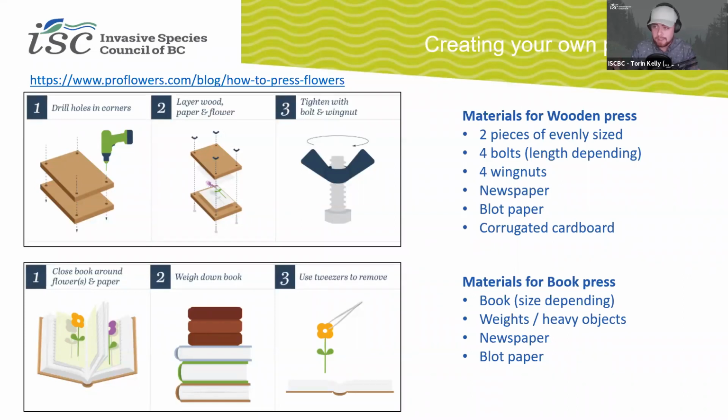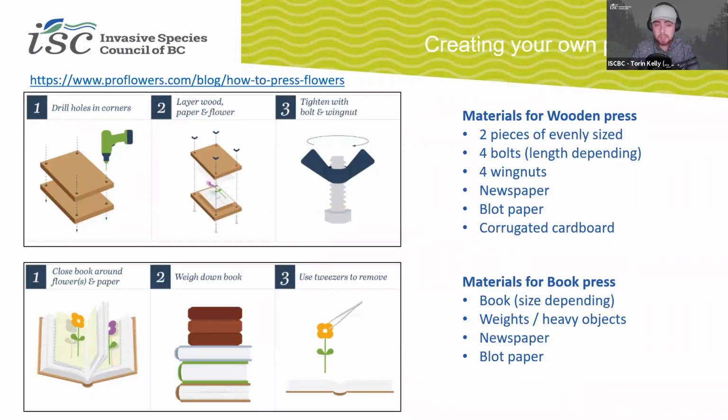But one of the most efficient ways to press plants is this wooden press. All you really need are two pieces of wood that are the same size. Whether that's you going and buying a piece of plywood and cutting them evenly, or just finding two pieces of scrap wood and cutting them to the same size, you're not looking for anything too fancy. You're going to need four bolts. The length depends. It says length dependent, and what it depends on is the amount of plants you want to put in your press. The more plants you put in your press, the longer those bolts are going to need to be, so you can actually fit all of the plants in there.